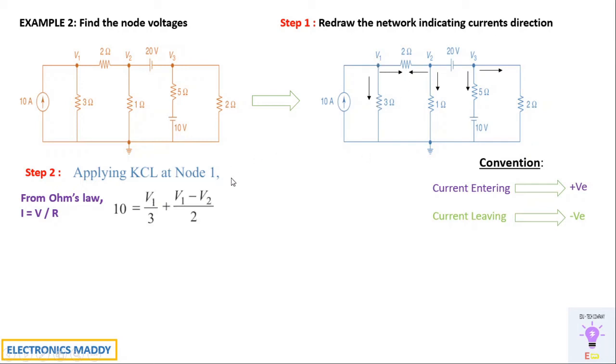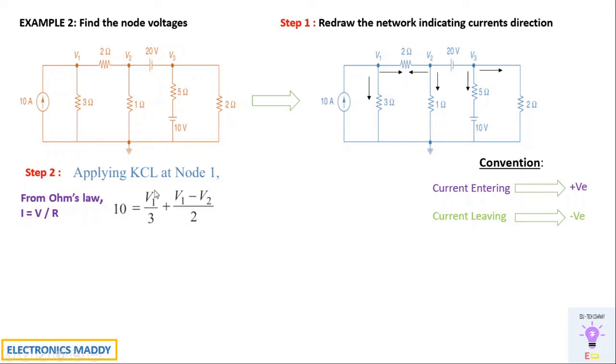V1 by 3 plus V1 minus V2. This is the voltage difference between these 2 points with respect to this current. So V1 minus V2 whole divided by 2, where 2 is the value of resistance that is there. So why is 10 written directly? Because this is a current source and I is directly written here.